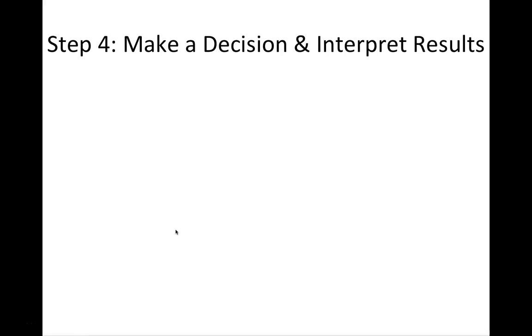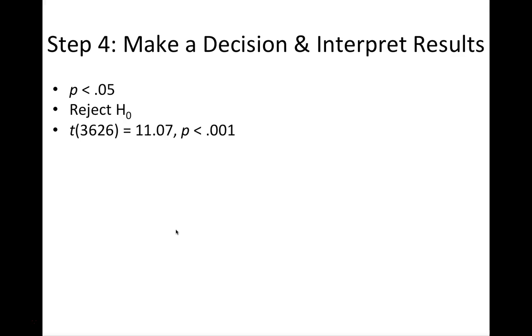And so going into step 4, making a decision and interpreting the results, how do we use that information to determine whether or not we reject the null hypothesis? So p is less than 0.05, and so we reject the null hypothesis. Our t statistic here is 11.07, p is less than 0.001.